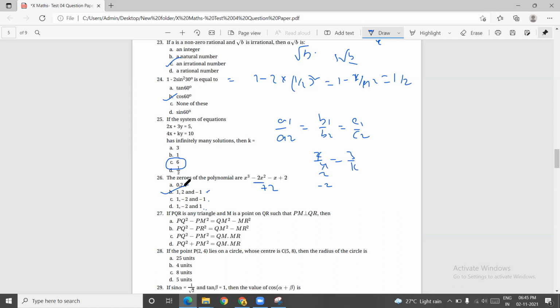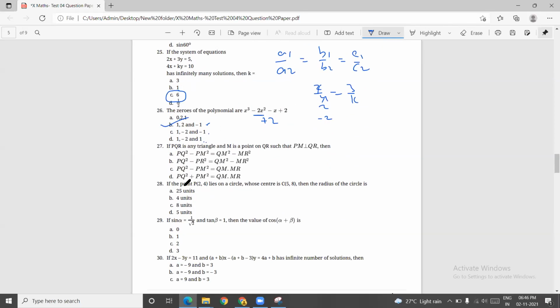Understand, in certain questions I am doing it without calculating. That is the best part of MCQs, where you can save time. Is it clear? Students, are you clear what I'm saying? Yes, sir. So, come to question number 27.